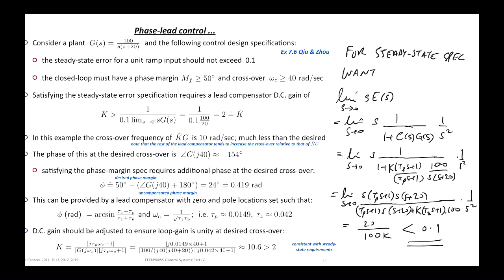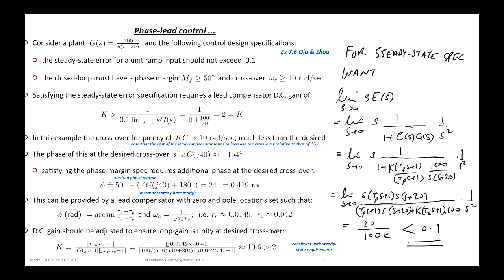That's what it is. This is just substituting in what the controller is, right? It has the form of a lead compensator, a 0 and a pole and a gain. There's your plant transfer function. Manipulating all of that, you end up with the two S's on the top here that cancel out the S squared coming from the ramp input. As you take S equal to 0, you just get the 20 divided by 100k left on the bottom, and you want that to be less than 0.1.